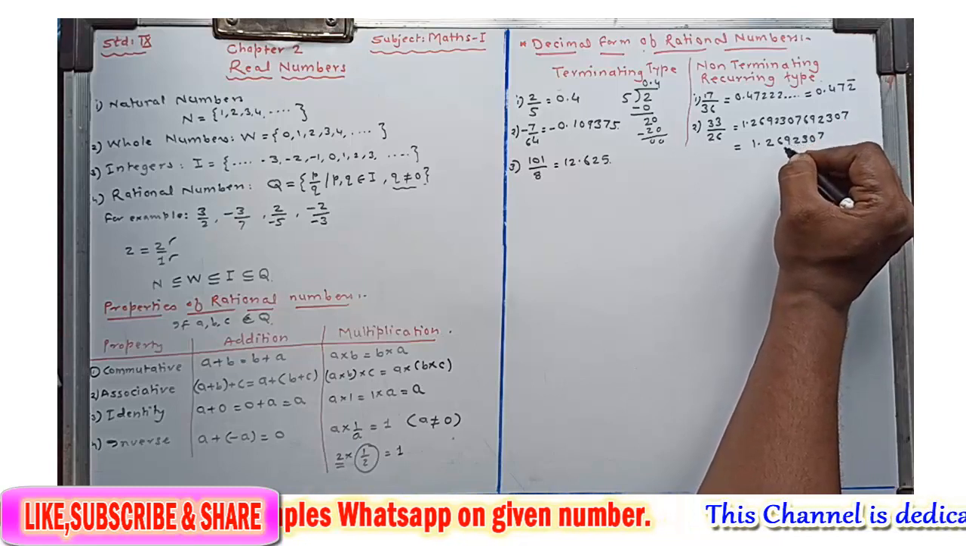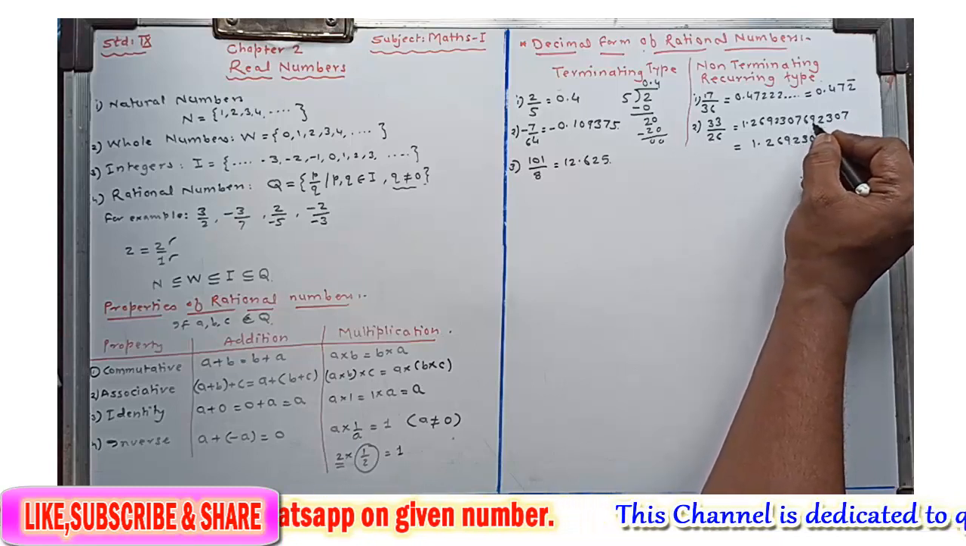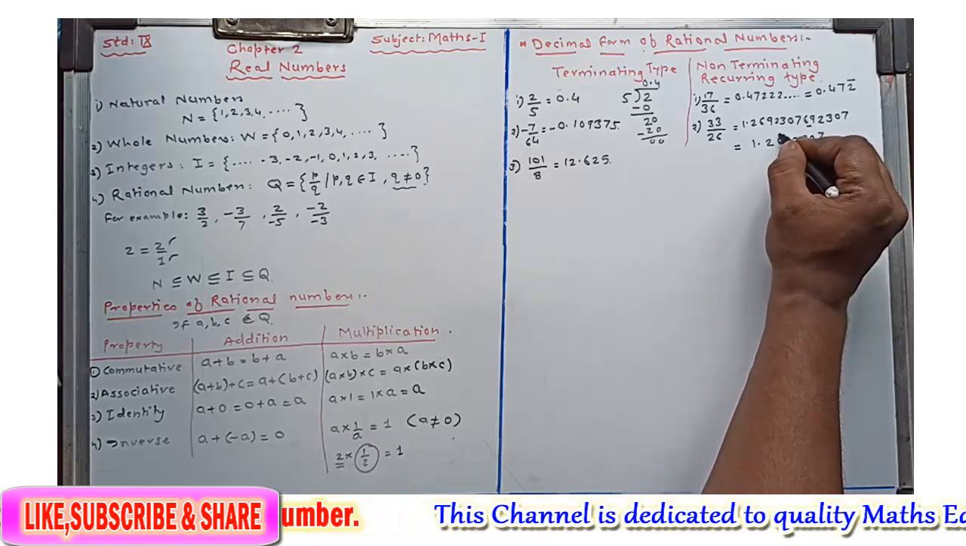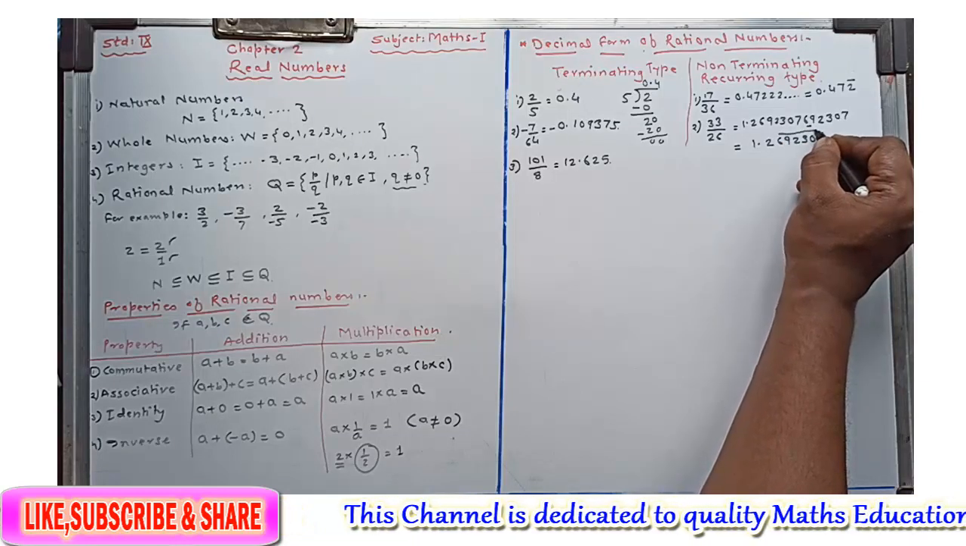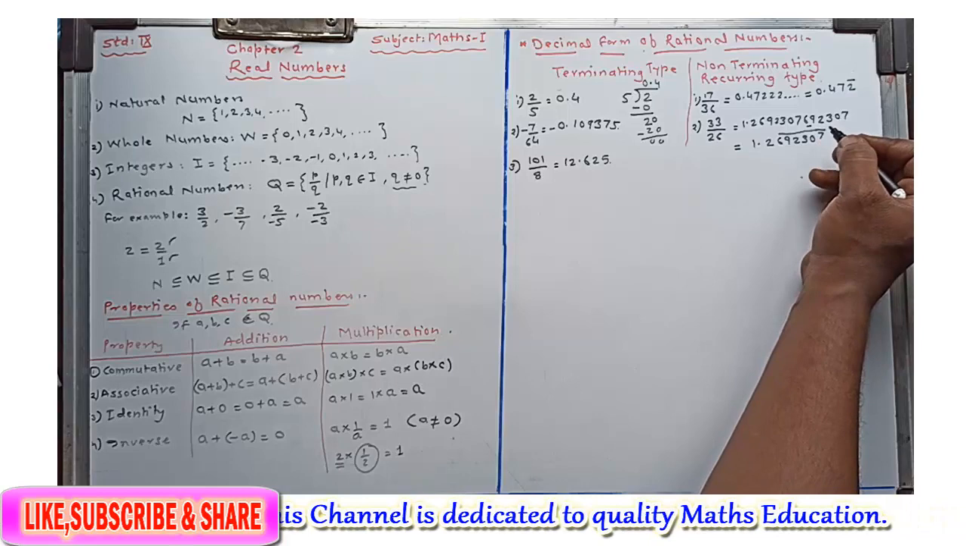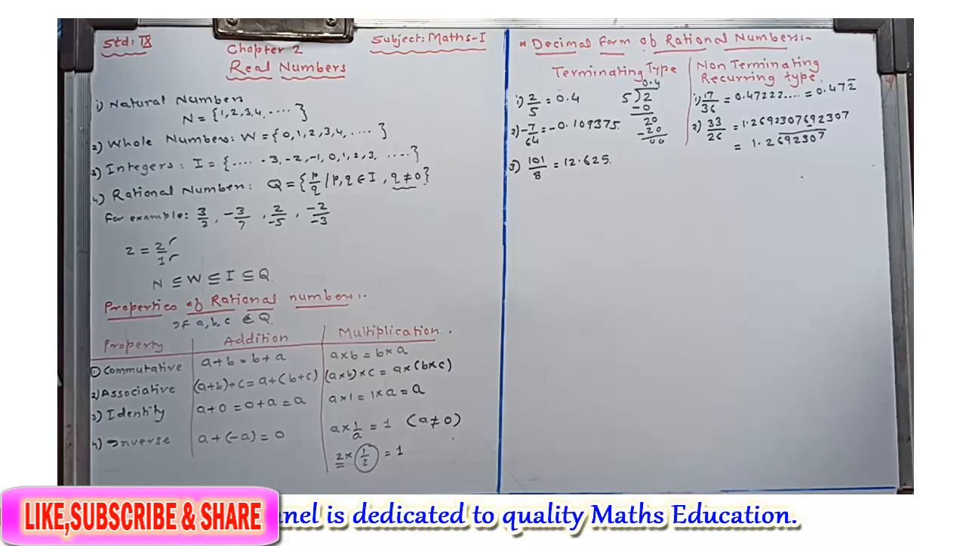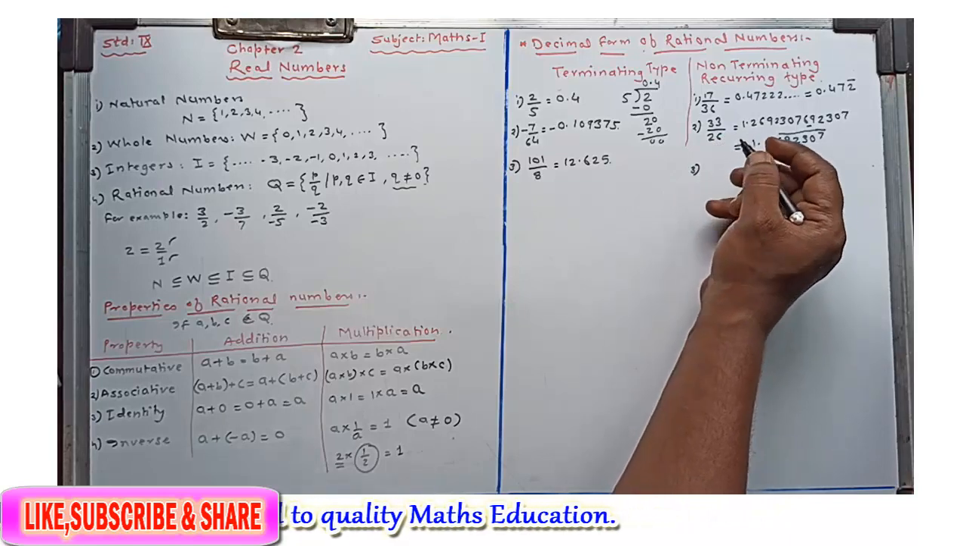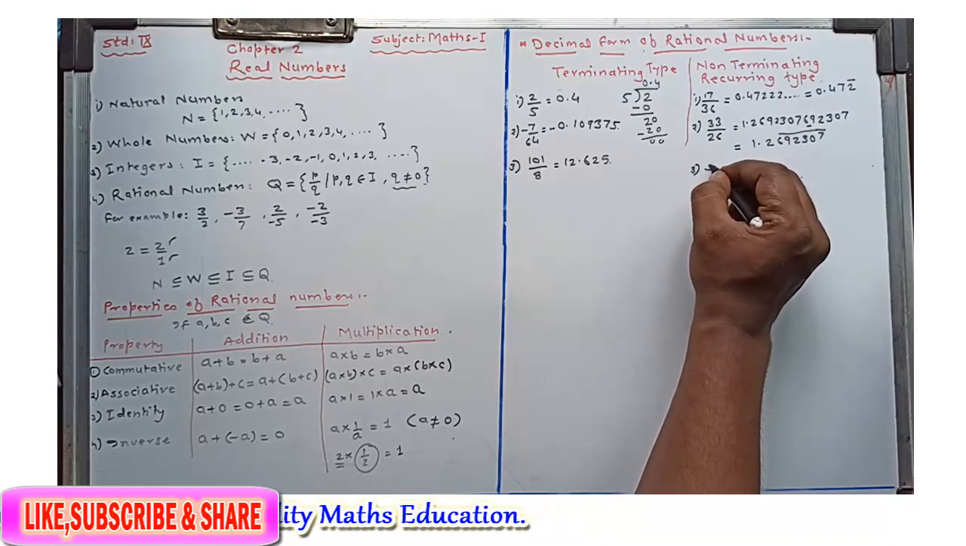1.2692307 with a bar, and here this group 692307 repeats. Okay, so these digits are repeating themselves up to this. Okay, so this is non-terminating recurring type. Okay, now the third one is 56/37.